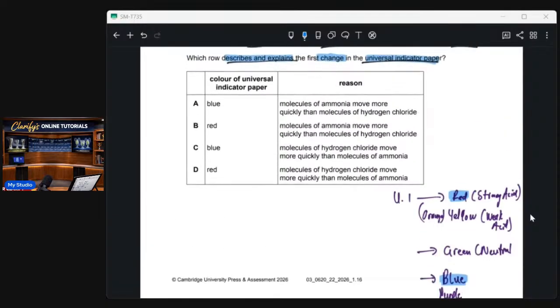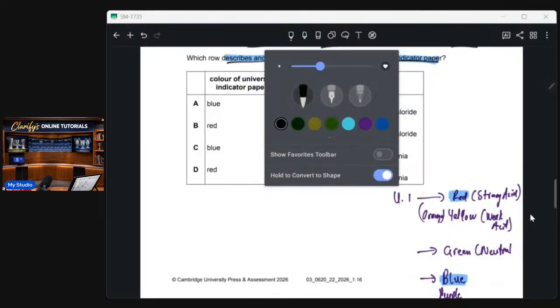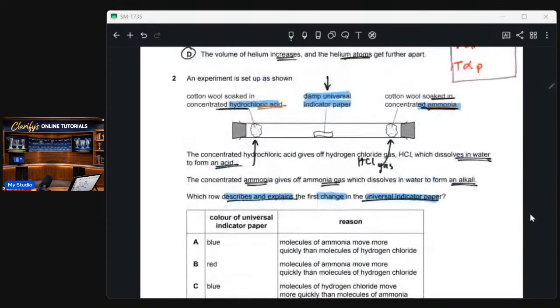So now we know that we have HCl gas. We no longer see this as hydrochloric acid. We see this as HCl gas on this side. Then we have ammonia gas on the other side. So we have HCl gas on one side, ammonia gas on the other side, and a universal indicator in the middle. Which one diffuses faster? Which one is heavier, and why?